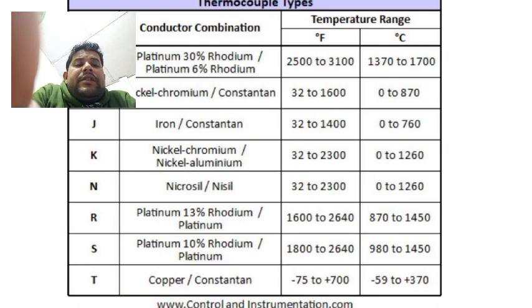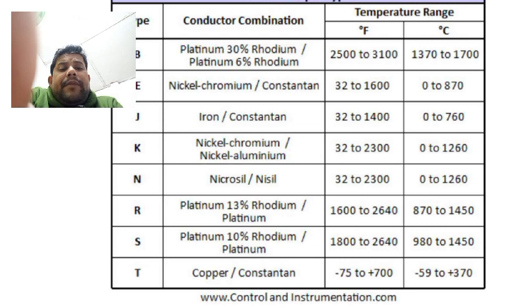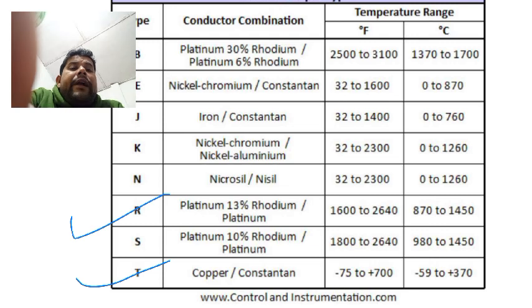T type, copper constantan, minus 59 to 370 degrees. So negative temperatures we can see. These are the important ones which I am taking. The important material to use is copper constantan, temperature minus 60 to 370. The range is very low, but it can be used for negative temperatures also. Second, generally they ask about the R type: platinum 13% rhodium, platinum 87%. This temperature range is 870 to 1500.